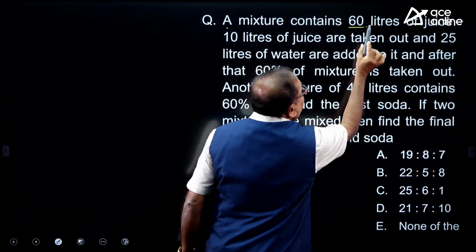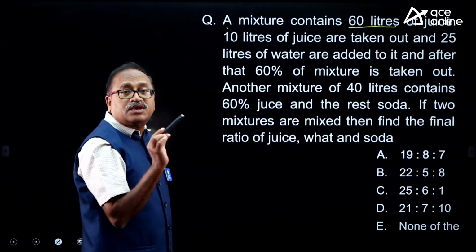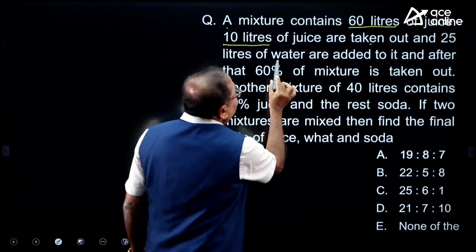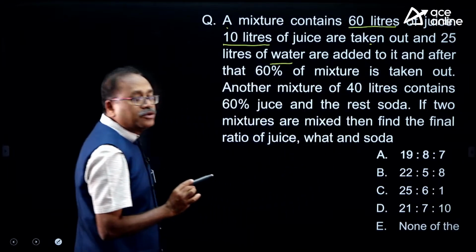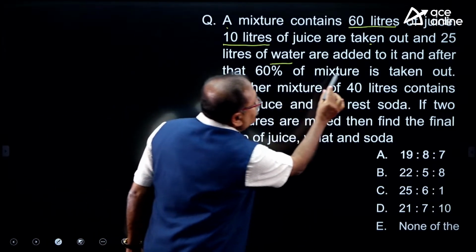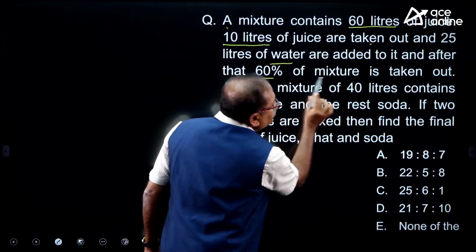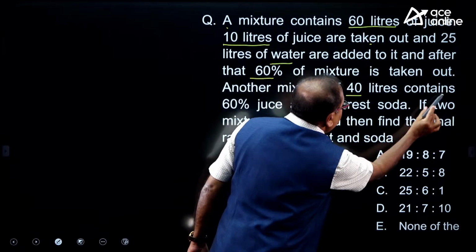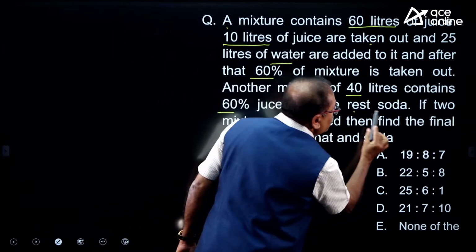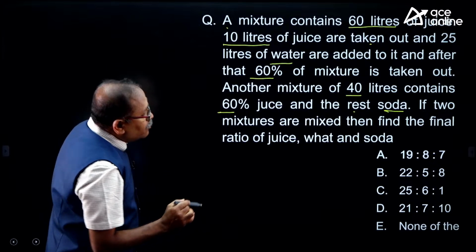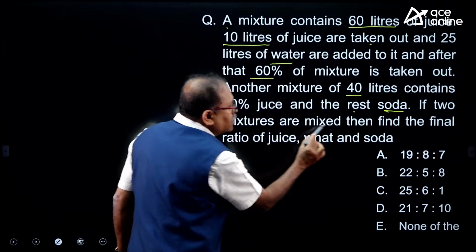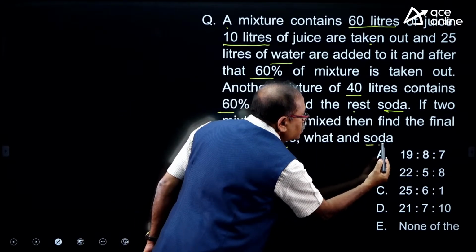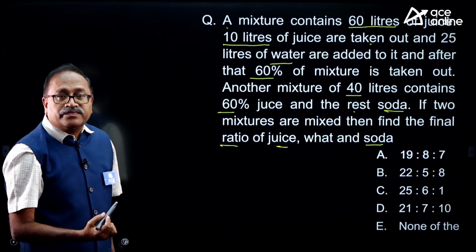A mixture contains 60 liters of juice. 10 liters of juice are taken out and 25 liters of water is added to it. After that, 60% of the mixture is taken out. Another mixture of 40 liters contains 60% of juice and the rest is soda. What happens if the two mixtures are mixed? Find the final ratio of juice to that of soda. What will be the final ratio?